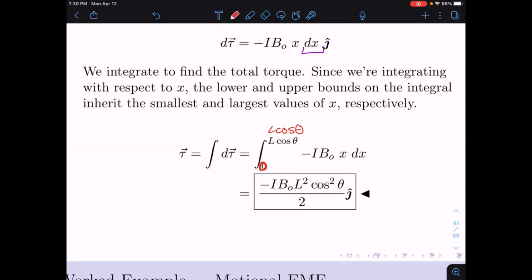So put that all together, you will get negative, all this stuff, in the j hat direction.